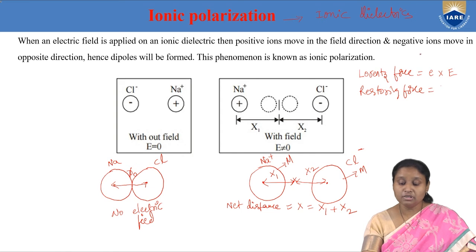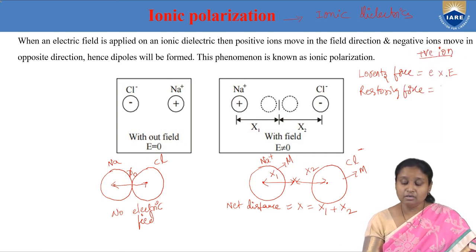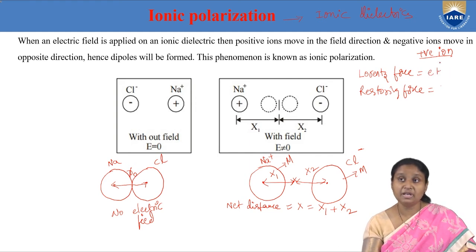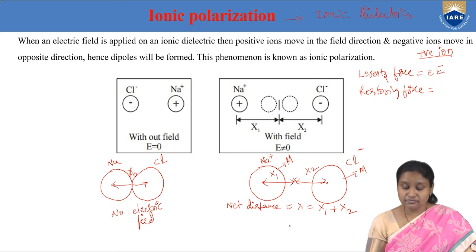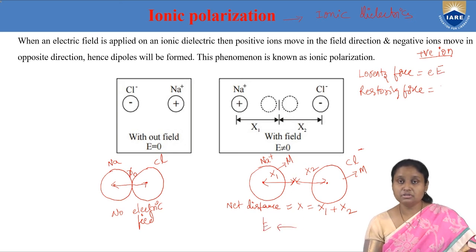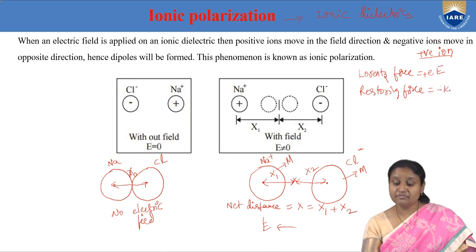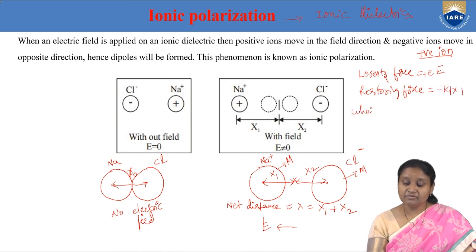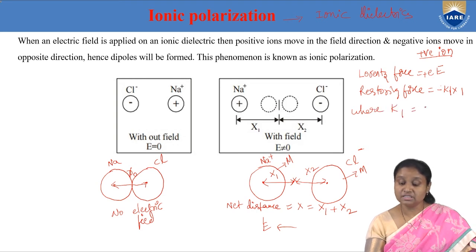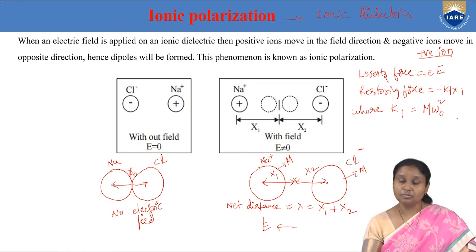If we talk about the positive ion, that is Na plus, the Lorentz force will be eE. Why? Because the positive ion will move in the direction of the applied electric field. As you can see, if this is my electric field direction, the positive ion moves in the same direction as the field, and the negative ion moves opposite to the field. So the Lorentz force will be plus eE and the restoring force will be minus K1 x1. What is K1 here? K1 is called the restoring force constant, which is given by the mass of the positive ion times the square of the natural frequency of the positive ion, omega naught squared.